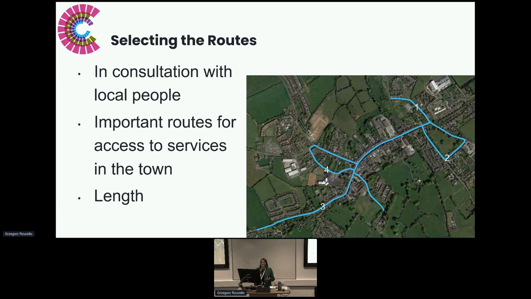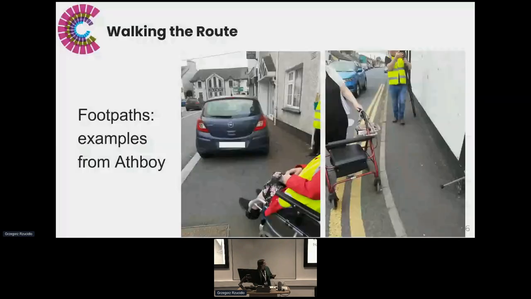So on screen is an image of the routes that were chosen for an audit in Athboy, County Meath. They take in the important commercial, community and recreational facilities. And this Athboy audit had an enhanced focus on designing for dementia. So on the day, the coordinator meets with the participants before the audit, and then different groups walk the selected route, take photographs along the way of important features.